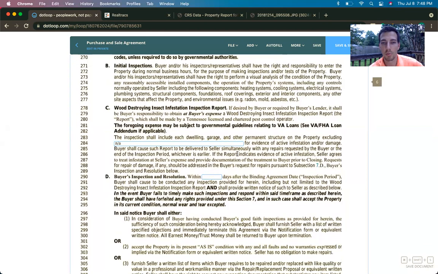If the wood destroying report indicates evidence of active infestation, seller agrees to treat the infestation at seller's expense and provide documentation of the treatment to buyers prior to closing.